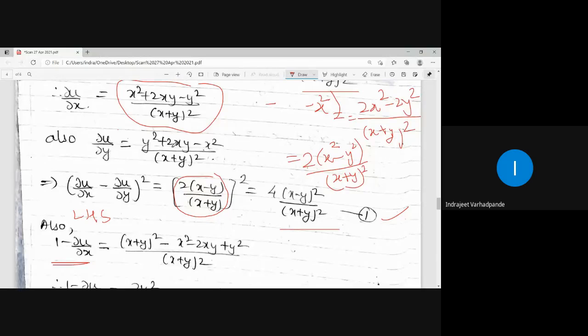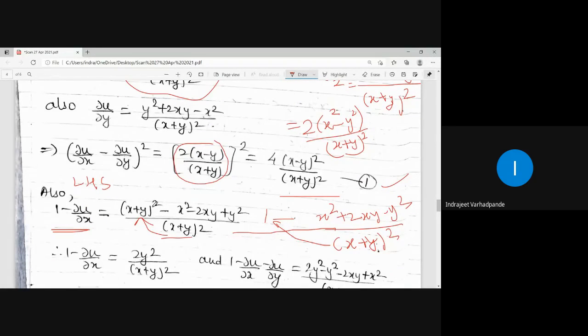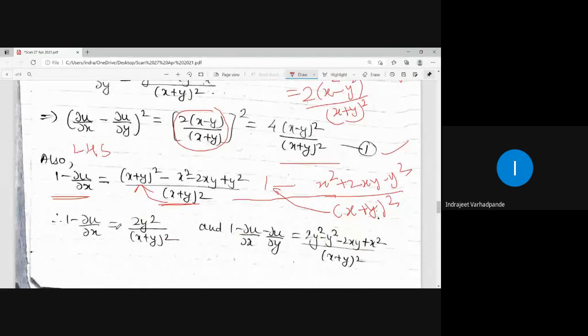So the common denominator will be x plus y whole square, cross multiply. And initially how it will be? 1 minus this, x square plus 2xy minus y square upon x plus y whole square. It will be like this, right? So I take LCM. Common denominator is x plus y whole square. Cross multiply here. So it will be x plus y whole square minus all the internal signs will be changed. So accordingly, it will be x plus y whole square minus x square minus 2xy plus y square upon x plus y whole square. Simplify. What it will be?